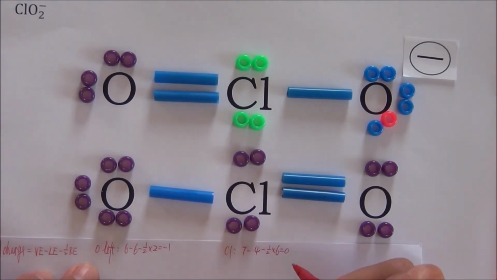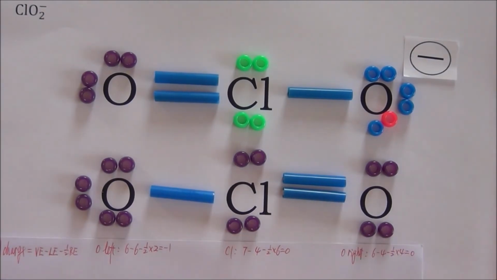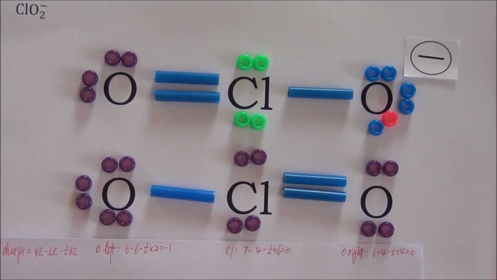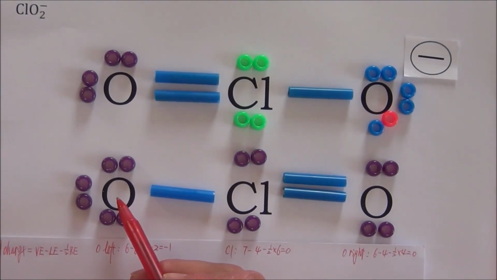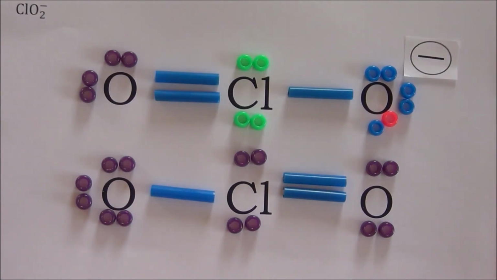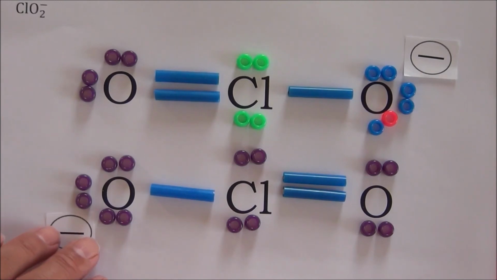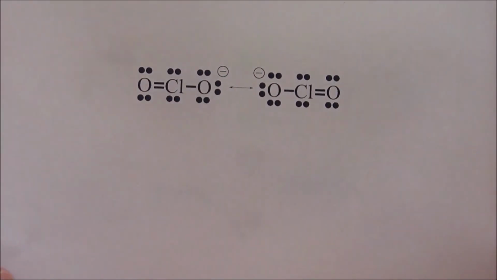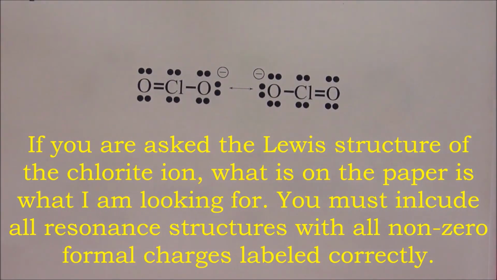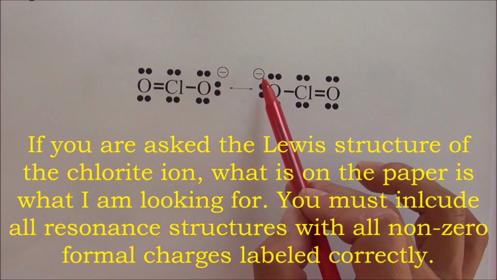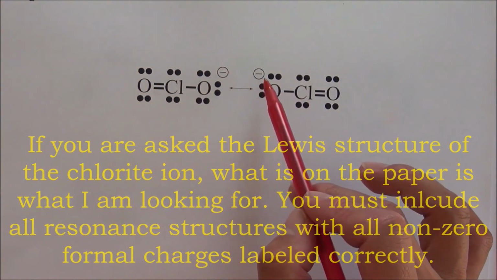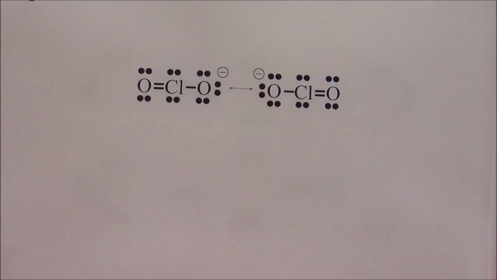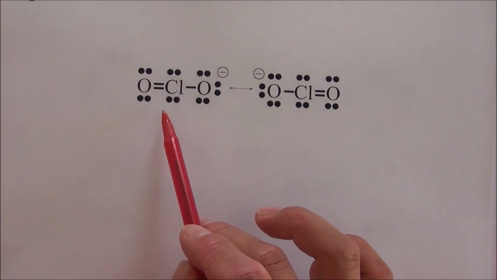Well, from our calculation, the oxygen atom on the left has -1 formal charge. The other two atoms have 0 formal charge. Therefore, we will put a -1 formal charge next to the oxygen atom on the left. You must include all resonance structures with all non-zero formal charges labeled correctly. You also need to include a double arrow between the two resonance structures.